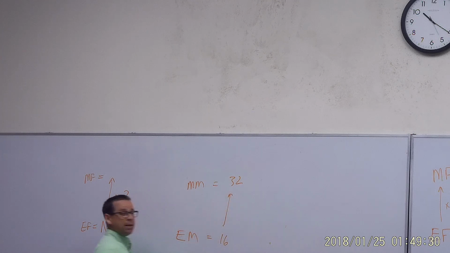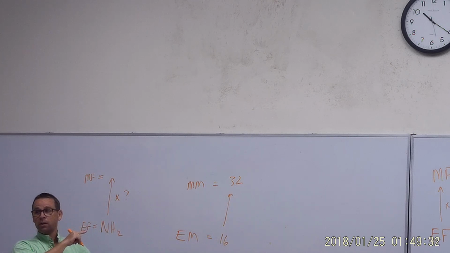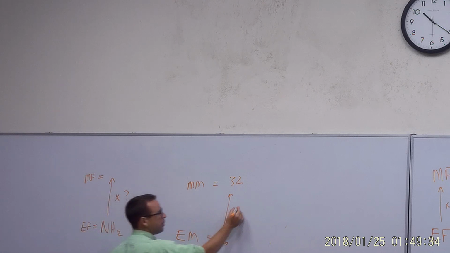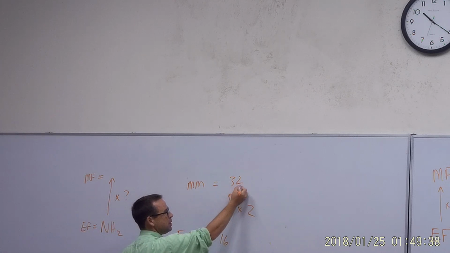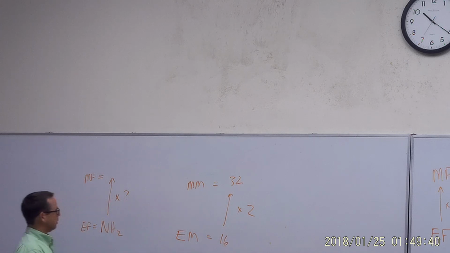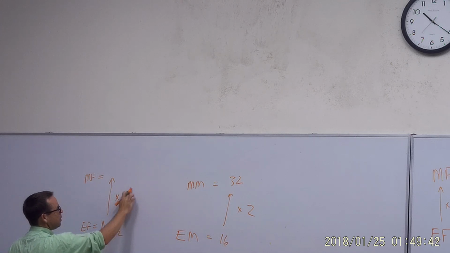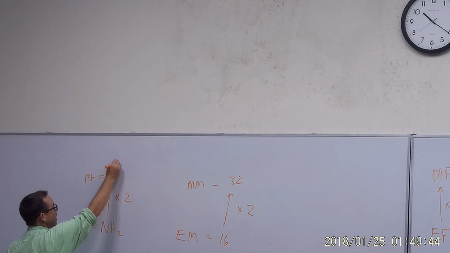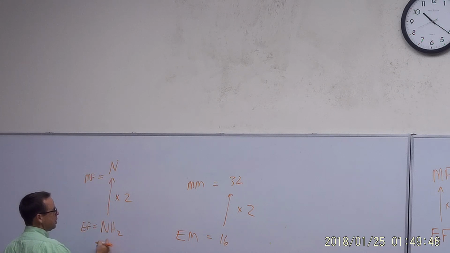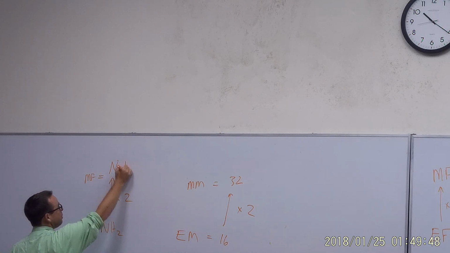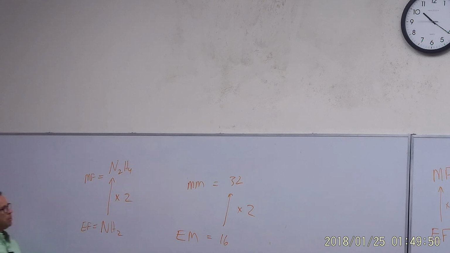Now, that helps us identify the what? The multiplier. The multiplier here is 2. I found that out by taking the 32, dividing it by 16. That means that this multiplier is also 2, and that means that my molecular formula is my empirical formula with the subscripts multiplied by 2. And so that's my molecular formula.